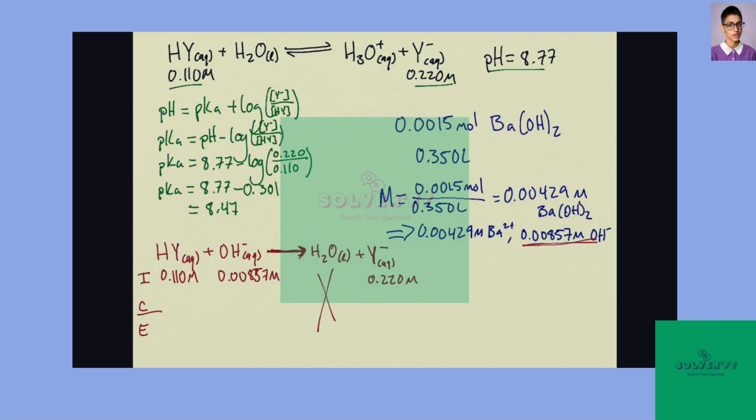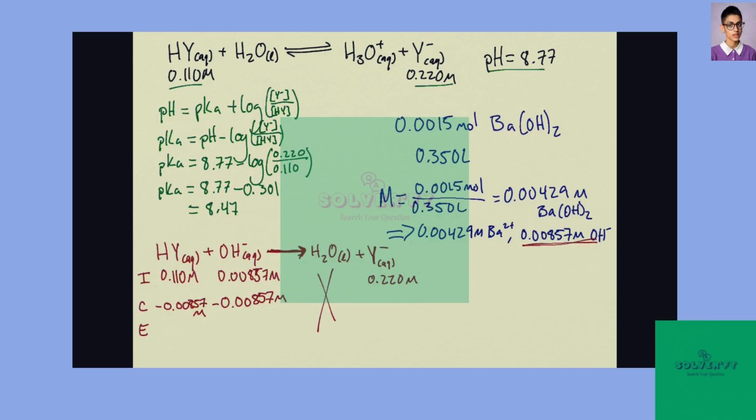To find the change, we know that all of the reactants on the left side that can react will, and since hydroxide is the limiting reagent, we know all of it will react. So the change for hydroxide is negative 0.00857 molar, and since there's a 1-to-1 ratio between hydroxide and HY, the same concentration of HY is going to react as OH-. So the change for HY is also negative 0.00857 molar.